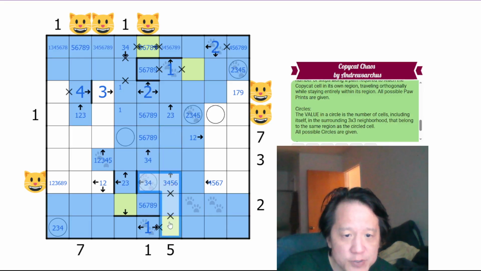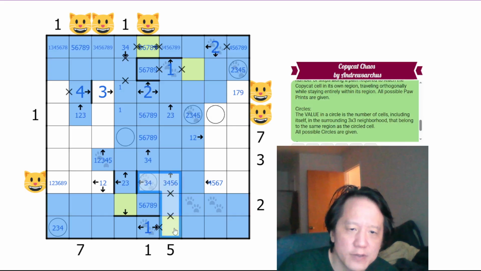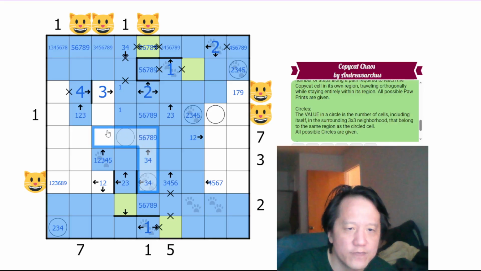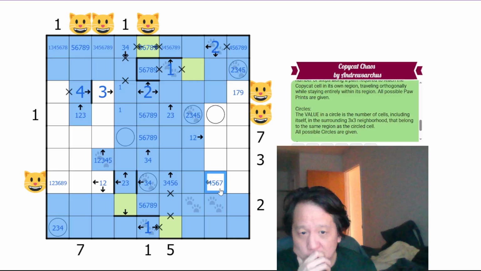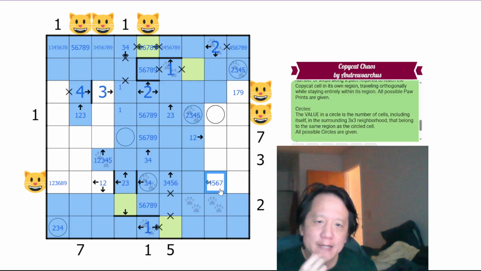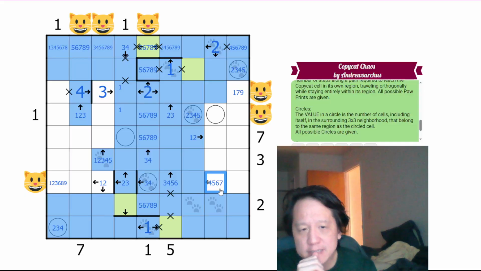This could be part of this region. That's 3 away. Where are the other ones? So 3 could go that way. 3 could go that way. 4 could go here. 4 could go here. 1, 2, you can't go 3 that way. You could go 4 that way. Okay. Not too helpful, but anyways.